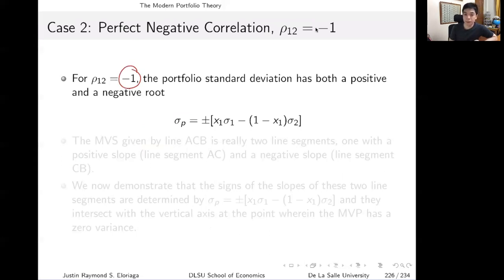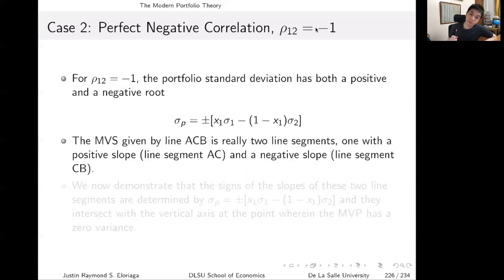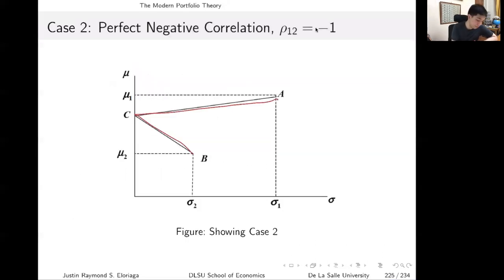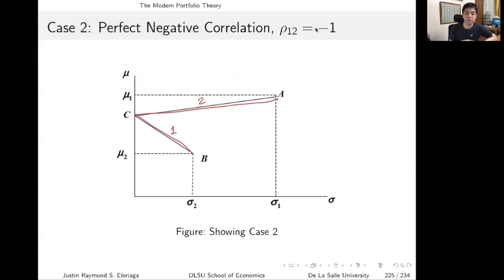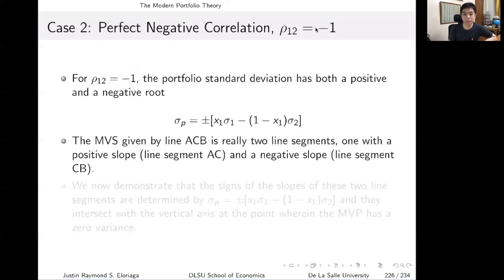And if you recall, if we have that case, then it should mean that the standard deviation has both a positive and a negative root, right? And the MVS, or the minimum variance set, given by the line ACB, is actually really two line segments. You have one segment and then this other segment, right? One of them has a positive slope and one has a negative slope. So AC has a positive slope, and CB has a negative slope, right?